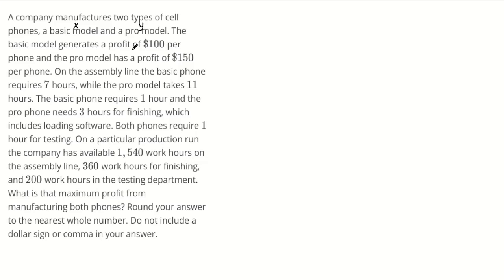Basic model generates a profit of $100 per phone. Here, basic, let's do 100x for our first equation. And the Pro gets 150 per phone. It's not an equation, that'll be an expression. This is profit. I'll just write equals profit. That's probably what we're going to have to maximize here.